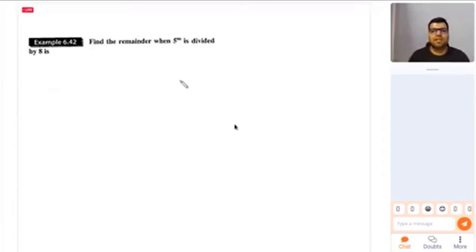Remainder of 5 raised to power 99 with 8. These are textbook questions from Cengage DPP and we are now observing that after knowing this concept of remainders, how we can easily solve this question. So you will see for yourself. As I told you yesterday, we have to check those powers of 5 which are closest to a multiple of 8.